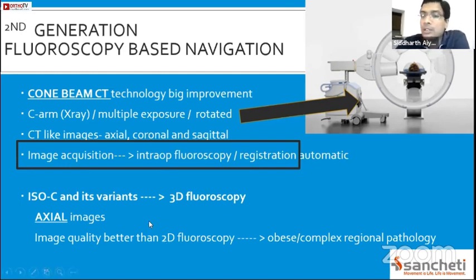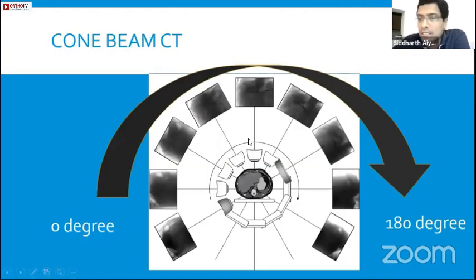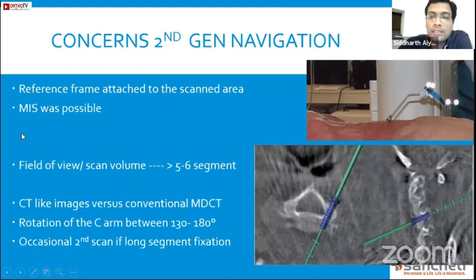The image quality obviously was better than 2D, and it was also considered better for obese patients or even complex regions such as the cervicothoracic junction. Just a slide on cone beam CT. So basically you would go from 0 to 180 degrees and take shots. Unlike biplanar, which was 90 degrees or perpendicular to one another, where you had an AP and lateral, here you would go from 0 to 180 and multiple such images would be reformatted to get you something like this. So this is what the ISO-C was based on. It was fluoroscopy-based navigation, but the final images appeared CT-like.